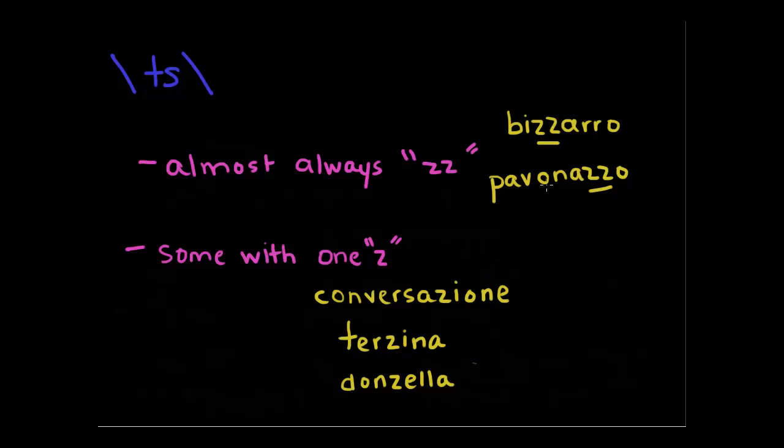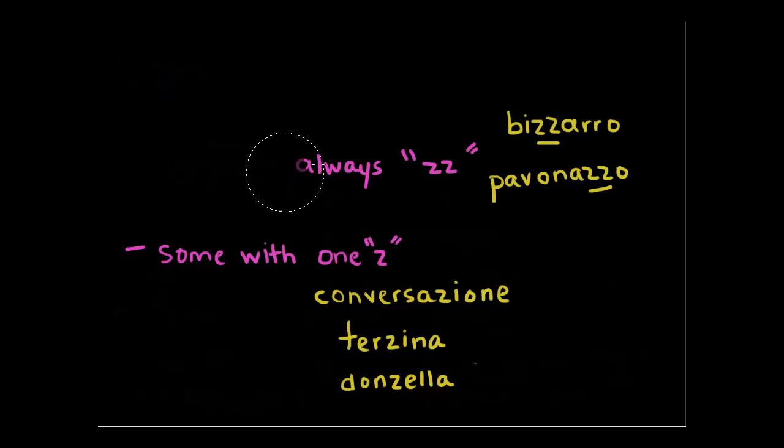So most of the time ZZ, sometimes one Z, and you would just have to know the words in that case. Again, the alternate pronunciations might help, and as we saw here, the roots, the cognates might help. So it shouldn't be too bad, but just make sure you know the ones with one Z, and then pretty much everything else will be double Z.